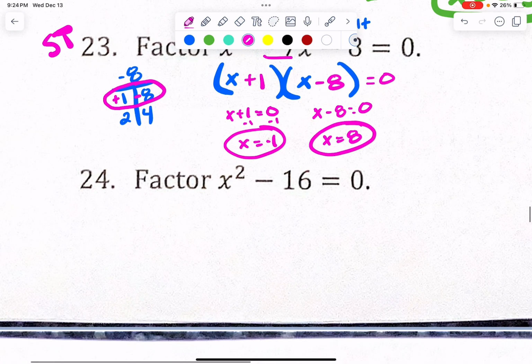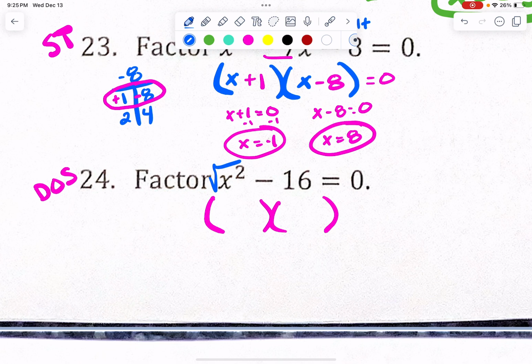24 is only 2 pieces, and one thing I noticed is there's a minus between them. That tells me difference, okay? And I can take the square root of x squared, and I can take the square root of 16. So this is a difference of squares. Difference of squares, when you break it down, you have 2 bubbles. This one's really fast. The square root of x squared is x, so that goes in the first spot. The square root of 16 is 4, and one of them is going to be plus and one of them is going to be minus.